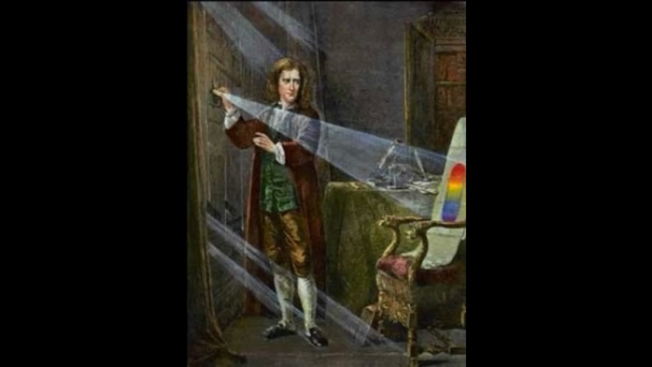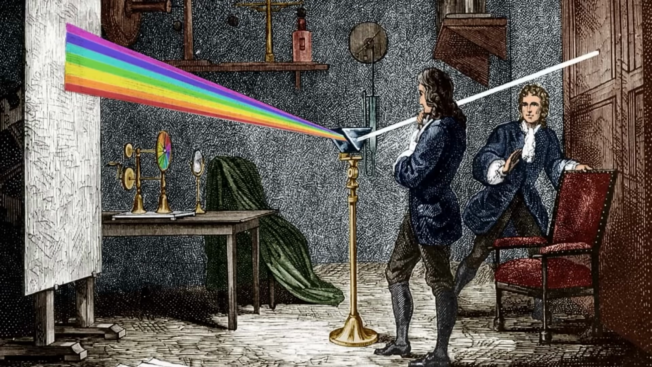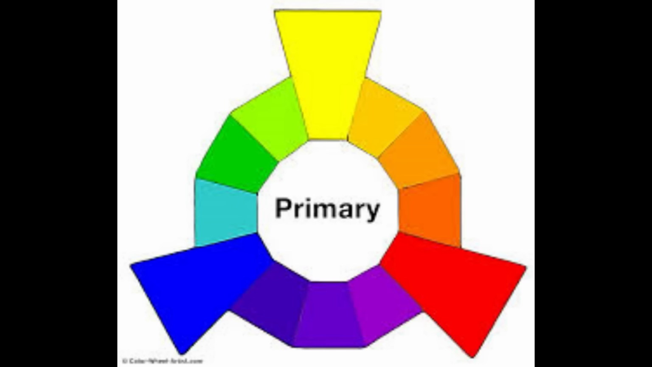He discovered that clear light consists of seven visible colors, which we call the ROYGBIV of the rainbow: red, orange, yellow, green, blue, indigo, and violet. After splitting white light into a color spectrum using a prism, Newton wrapped the resulting colors around themselves to create the color wheel. This groundbreaking discovery is how red, yellow, and blue became widely accepted as primary colors.